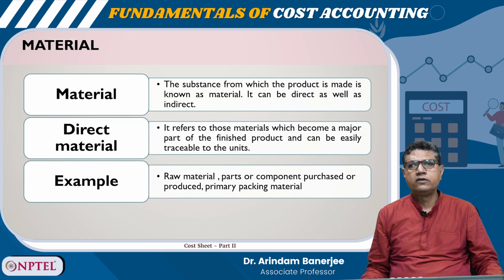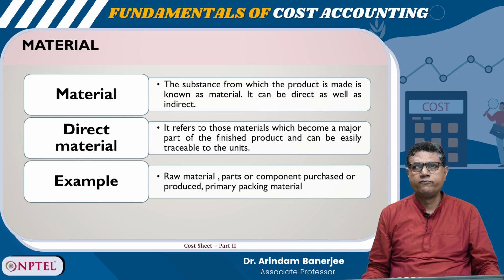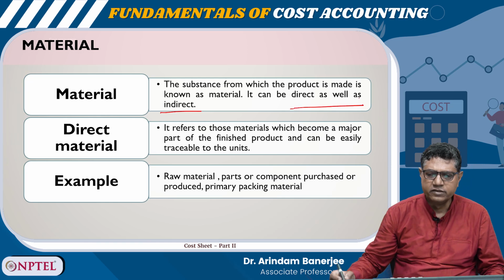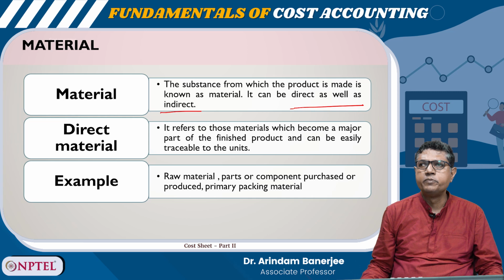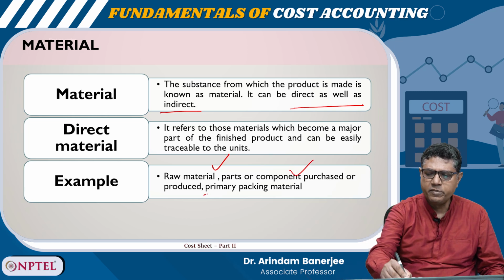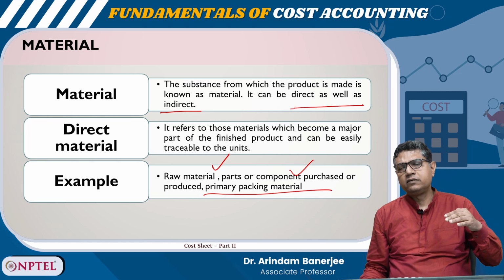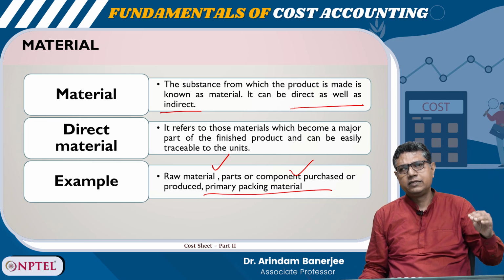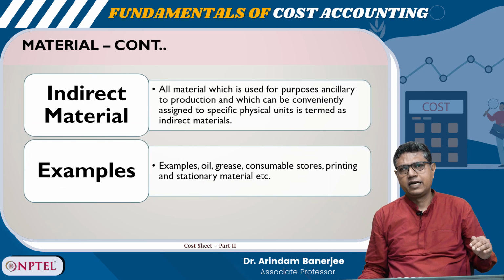So what is material cost? The substance from which the product is made is known as material. It can be direct as well as indirect. Already we discussed this. This is just a revision. So direct material refers to those materials which become major part of the finished product and can be easily traceable to the units. Examples: raw material, parts of component, purchased or produced, primary packing material, etc. These are the examples of direct material. If my production increases, the cost of direct material will increase proportionately. If my production decreases, the cost of my direct material will reduce directly.